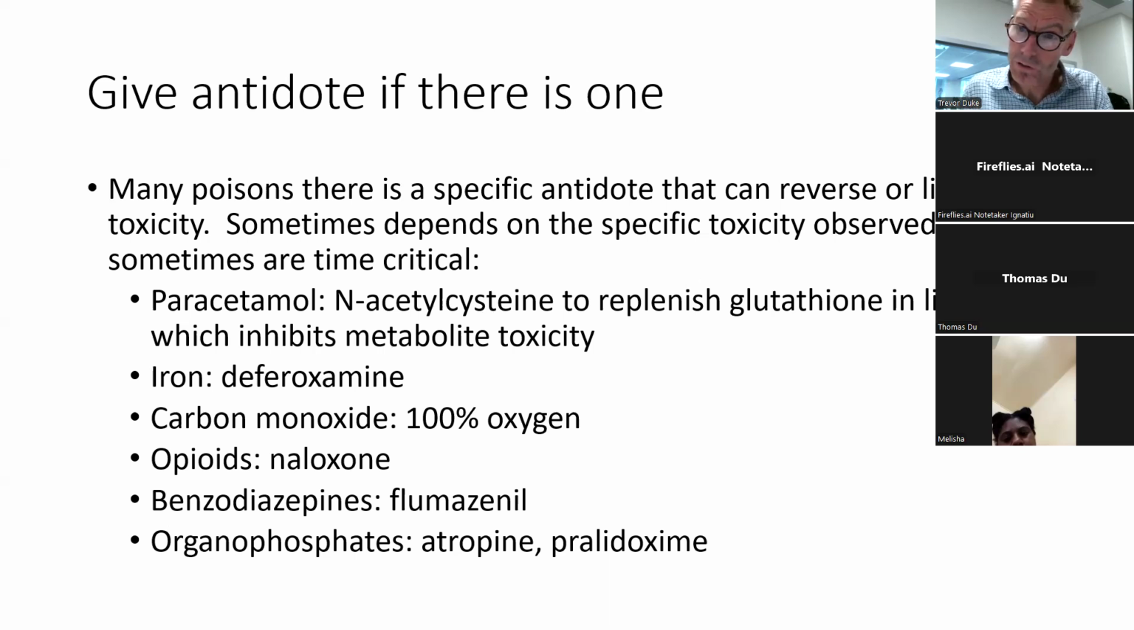For iron, desferrioxamine, the chelating agent, can be very useful. It won't necessarily reduce all the local toxicity, the mucosal toxicity in the gastrointestinal tract, but it will reduce the systemic absorption of iron, and therefore reduce the iron deposition that you can sometimes get if a child's taken a very large dose of iron. 100% oxygen is necessary for children who are exposed to carbon monoxide.